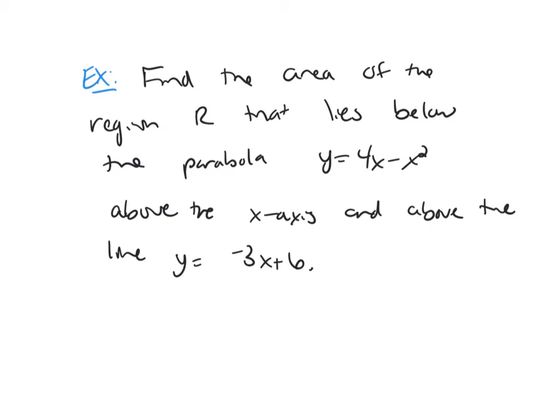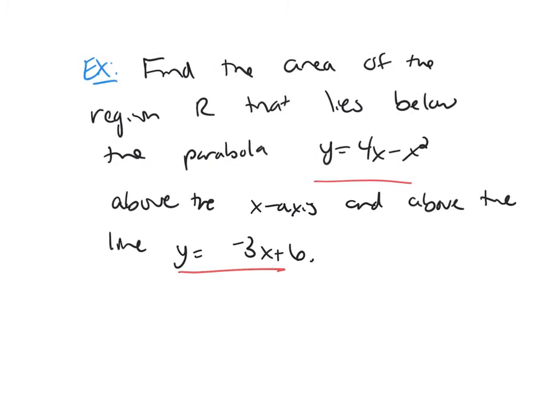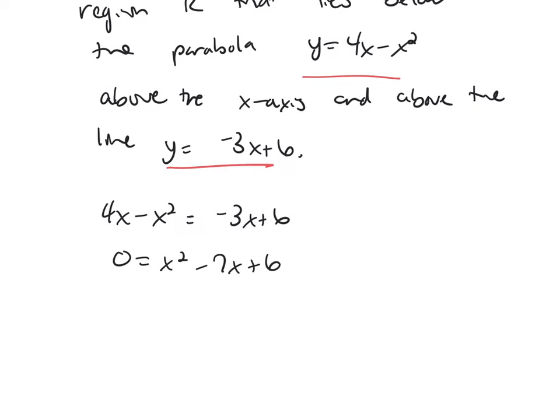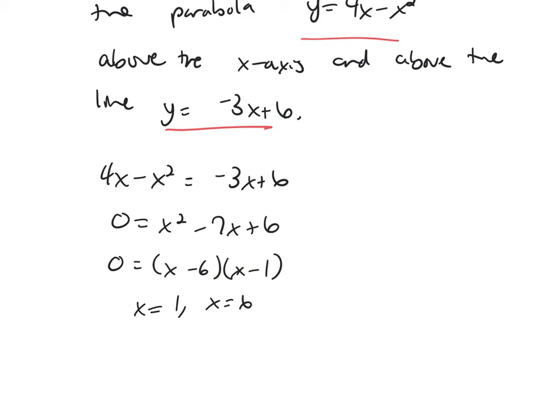So the first thing we're going to do is take our two equations here and find out where they intersect. So I'm going to set them equal to each other and solve. Move all the terms over to one side and factor. I get two intersections. I get x equals 1 and x equals 6. Plug them into either function to get the corresponding points: (1, 3) and (6, negative 12).